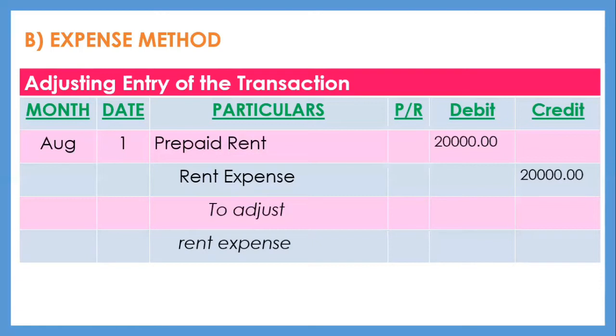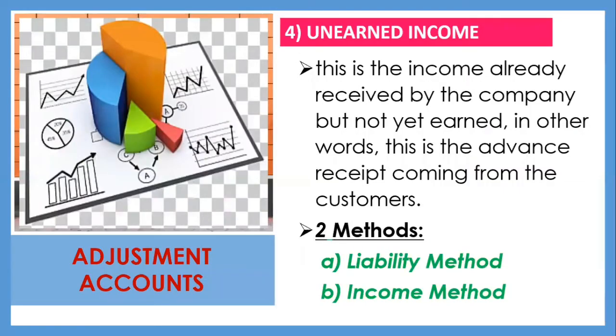Okay, so this is all about prepaid expenses. Okay, going on to the next adjustment account, we have unearned income. So what do we mean by unearned income? If we say unearned income, this is the income already received by the company but not yet earned. In other words, this is the advance receipt coming from the customers.